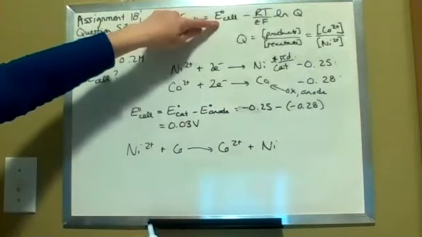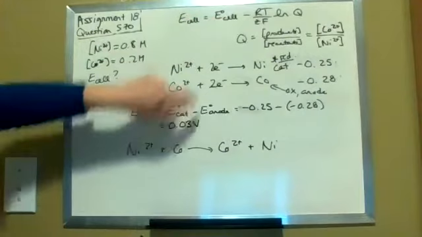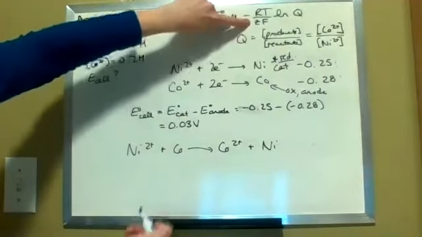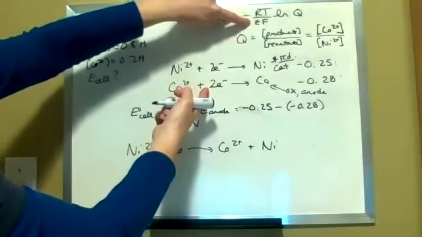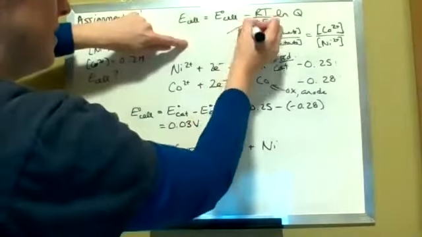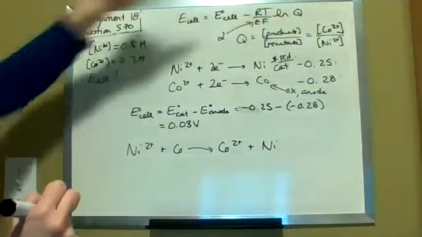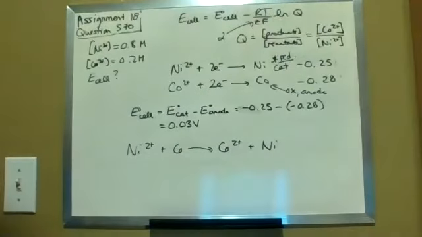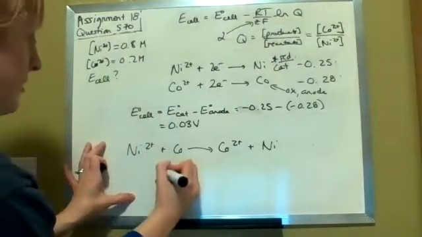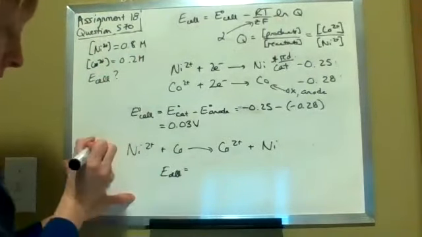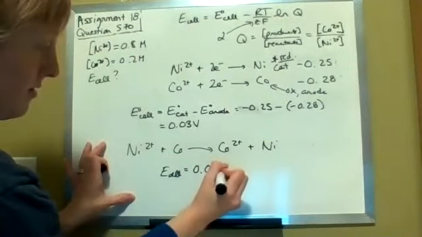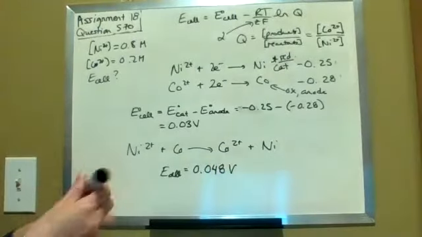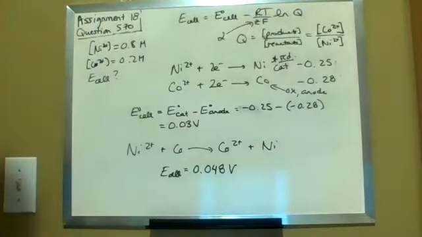We now found our E naught cell, which is 0.03. Z in this case, you get from the balanced equation. We didn't really have to fully do it out here because we had 2 electrons and 2 electrons. Those cancel. So Z will be 2. You know R and F, and T is just 298. So that's how you would get E cell, and the answer you should be getting is 0.048-ish.